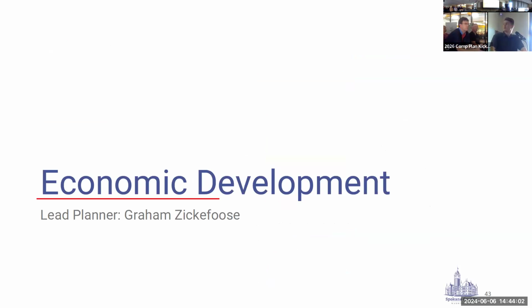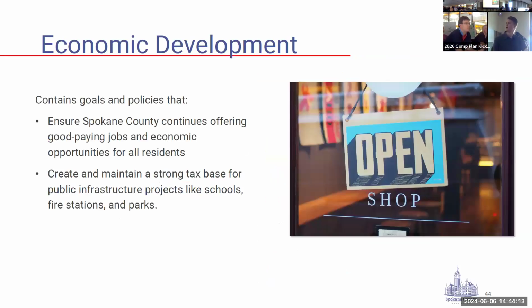Hello, everybody. Like Michael said, my name is Graham Zickafoos, and I'm the lead planner on the economic development element. Just to start us off, a little about what will be included in the economic development element: goals and policies that ensure Spokane County residents have access to good jobs and economic opportunities, as well as goals that ensure there's a sufficient tax base for public infrastructure projects such as fire stations, schools, parks, etc. Which connects to Michael's capital facilities element and even to Parks and Rec a little bit.